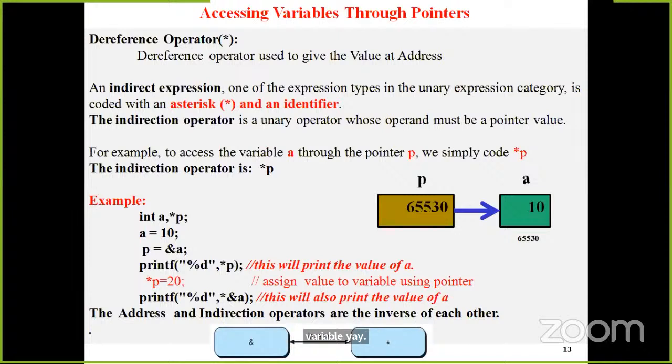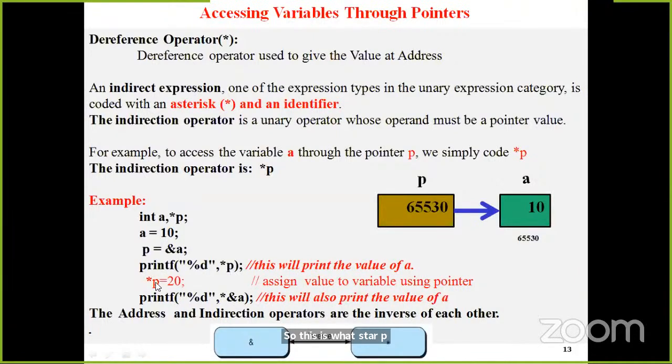Now you see how the printf will work. If I write the next printf with %d, %d means format specifier, and *P. *P means the value. That means P is pointing to whom? P is pointing to the value of A. So *P means 10 will be printed. What is the value of A? 10 will be printed. So this is what *P does.